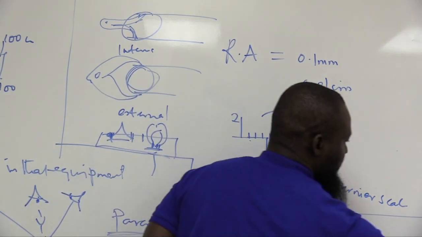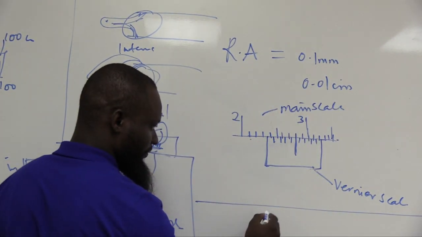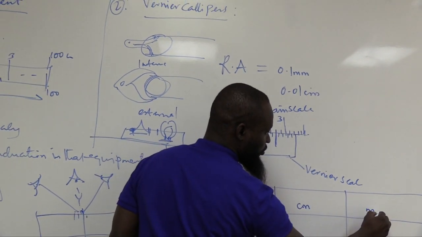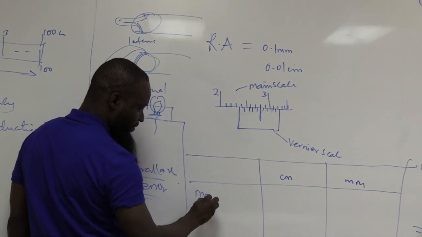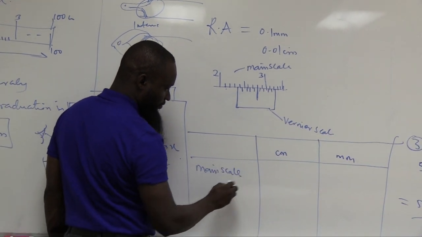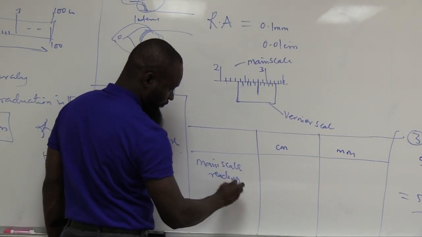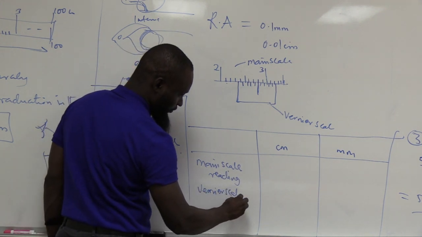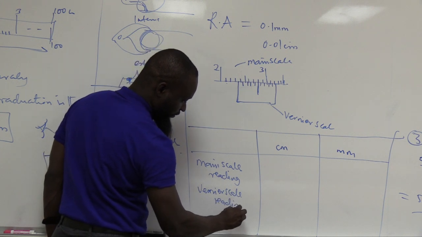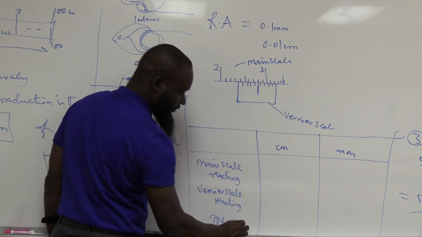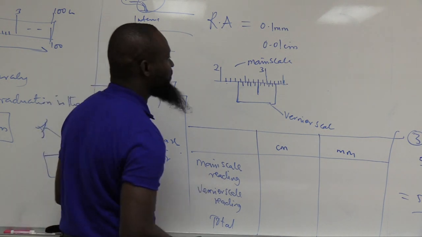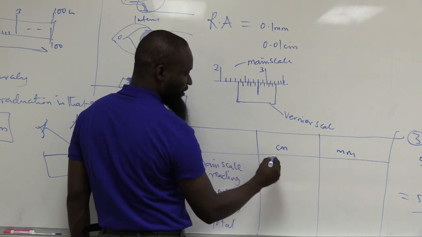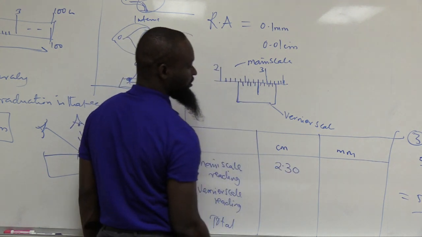So I'm going to do this in a table for you to see. This is going to be centimeters and millimeters. I'm going to do the calculation in both. So I'll take the main scale reading, the vernier scale reading, and the total reading. The total reading is what I'm going to use as the actual reading. Before the Vernier scale started, the main scale read 2.3 in centimeters, 2.30 centimeters.